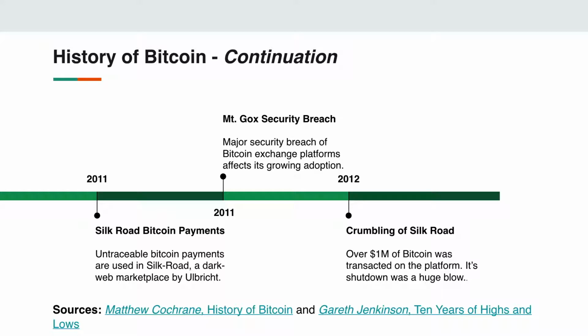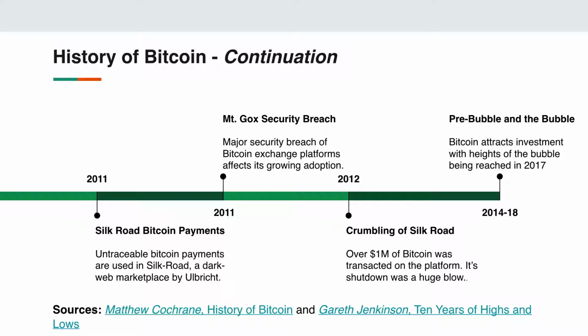In 2012, Silk Road, the dark web marketplace, came crashing down. The shutdown was a huge blow to Bitcoin's adoption and usage, as over $1 million of Bitcoin was transacted in the platform. In 2014 to 2018, we see Bitcoin's pre-bubble and Bitcoin's bubble. Of course, at its best in 2017. Bitcoin attracts a lot of investment as its growing demand increases significantly, raising its prices. Bitcoin reached its peak of $19,000 per Bitcoin in December 2017.